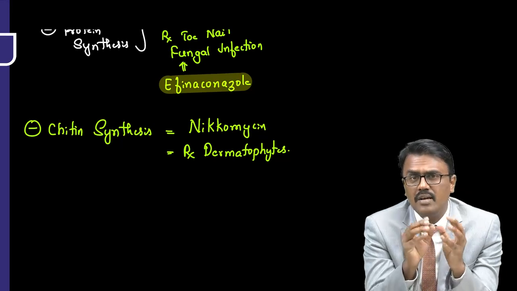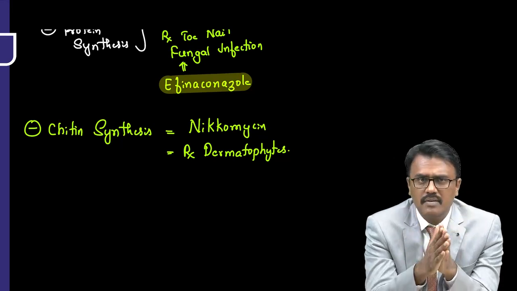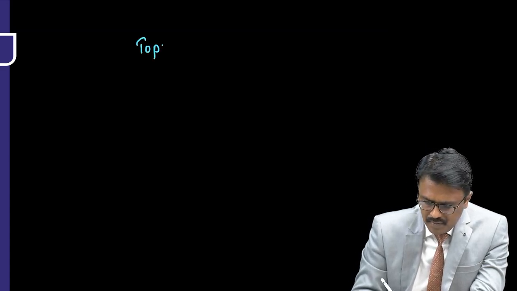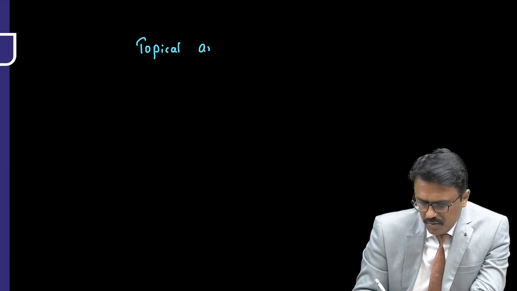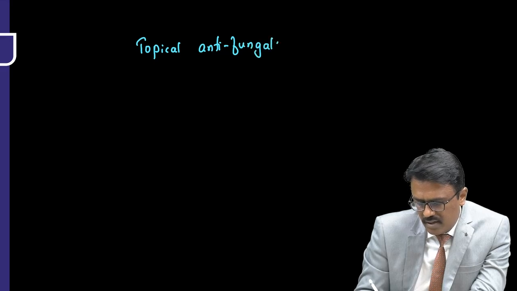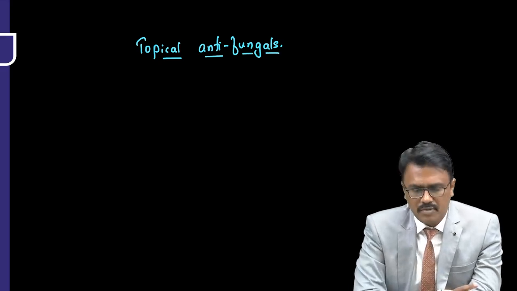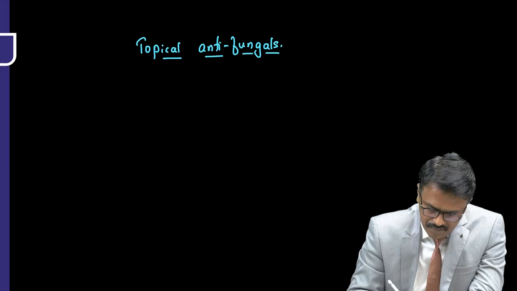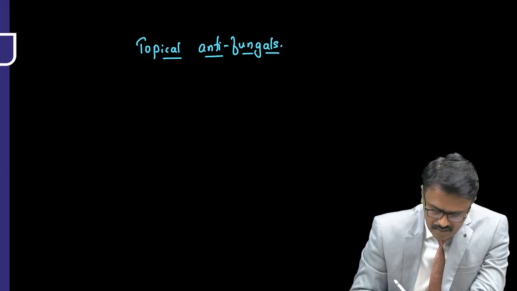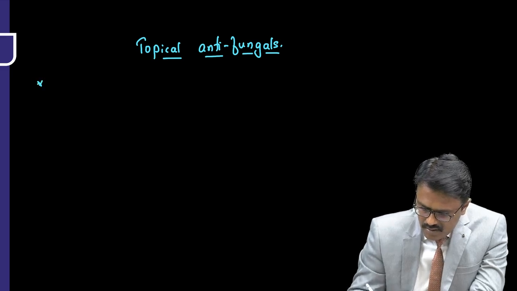And please concentrate on the adverse effects of amphotericin B. Very, very important. Once we are done with this, it's important that we know which antifungal drugs are used topically. And this will be discussed in dermatology also. If you know it beforehand, it will be easier for you when you see those dermatology lectures. So what are the drugs? We have the polyenes.